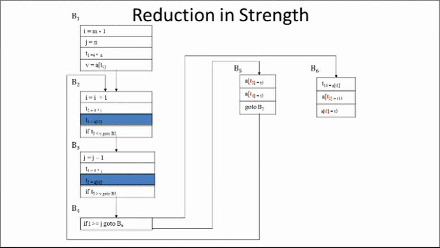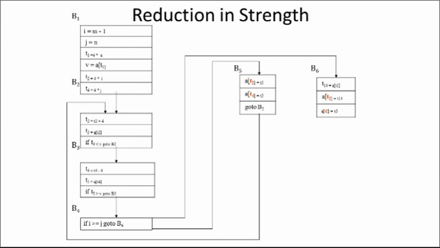Now we have to go for the strength reduction. Are there any statements which are taking more time? Those are also going to be replaced, and we are getting the final optimized code. That final optimized code is 19 statements, whereas we originally had 30 statements.